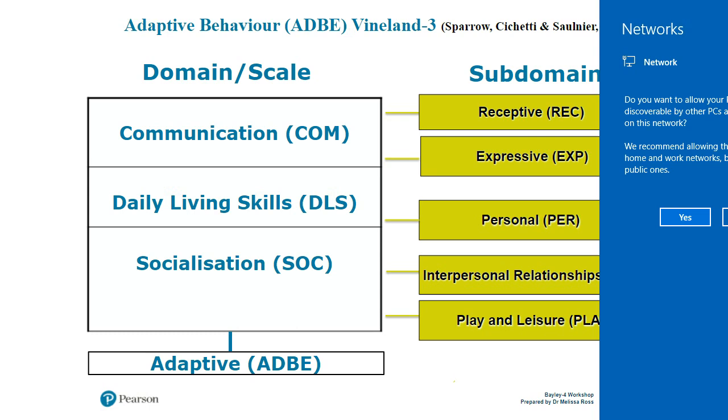The adaptive behaviour domain is developed from the Vineland 3 by Sparrow and colleagues 2016. It includes the subdomains receptive, expressive, personal, interpersonal, play and leisure. It reviews a child's typical everyday functioning in the areas of communication, socialisation and daily living skills.